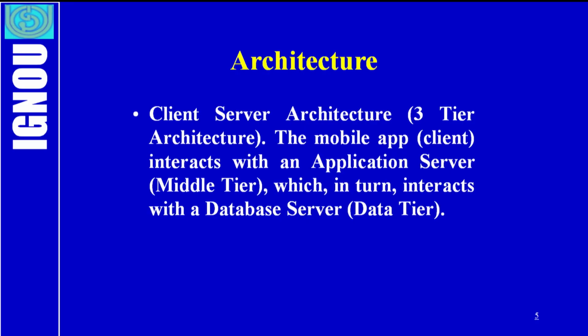So, the client will be the mobile app. It interacts with the application server, which is a middle tier, and which in turn interacts with the database server, where the huge database of your transactions or your accounts or the customers lies. So, here in the software design, one thing is architecture. We proposed that the architecture should be client server architecture.